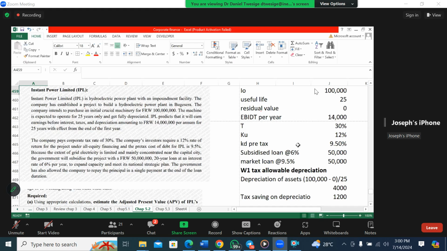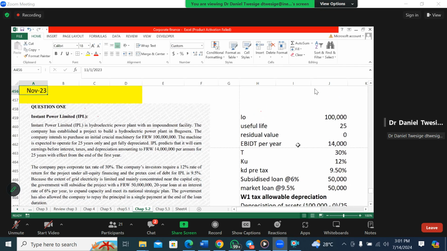Yes. What is depreciation amounting to 14 million per annum for 25 with effect from end of first year? The 14, that's the implication of that. Because cash flows are always at the end of year. It means if this is year 1, year 2, at the end of year 1, you will get that 14 million.